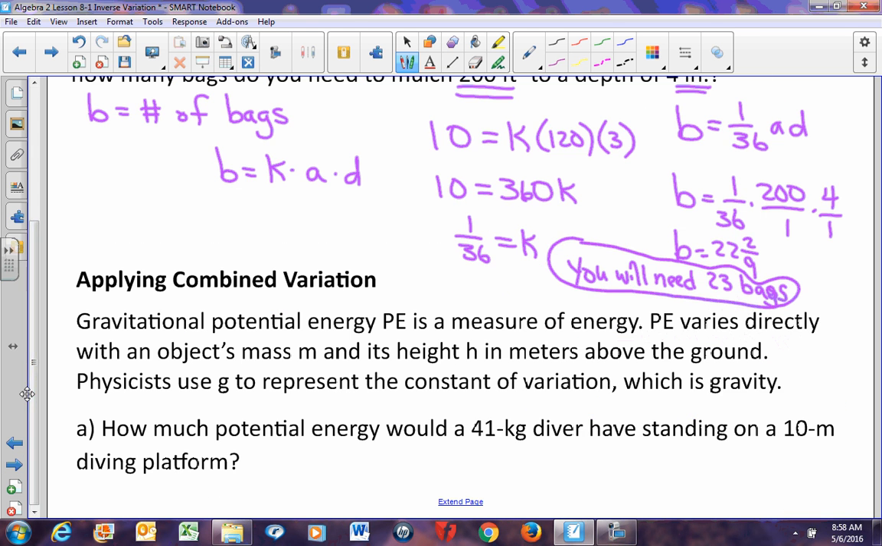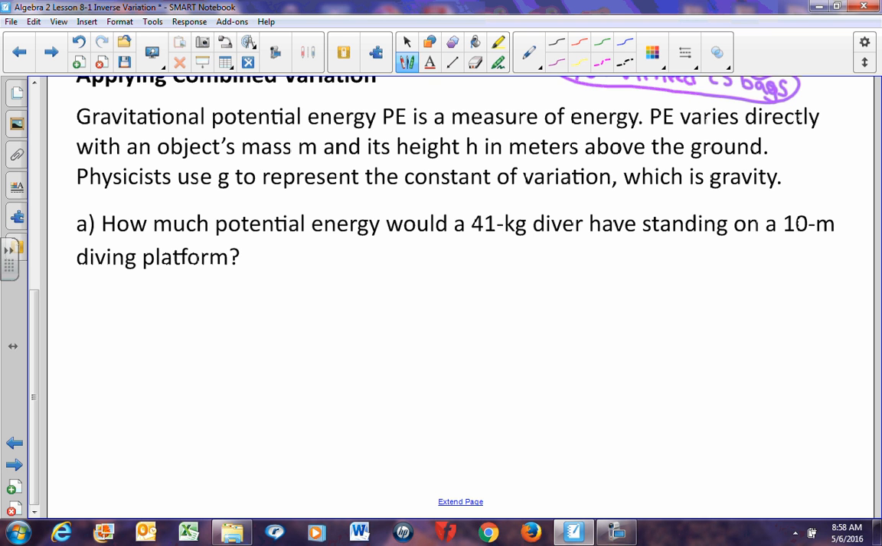Let's look at another one. Gravitational potential energy, PE, is a measure of energy. Potential energy varies directly with an object's mass and its height in meters above the ground. Physicists use G to represent the constant of variation, which is gravity, and if you didn't know, G is equal to 9.8 meters per second. Okay? When something falls, gravity pulls it at 9.8 meters per second. Or 16 feet per second. That's basically what it's called.